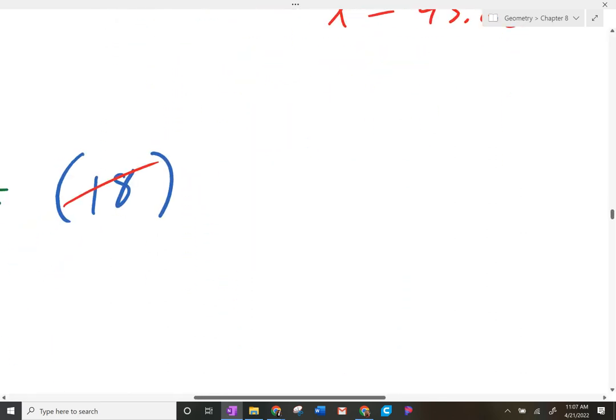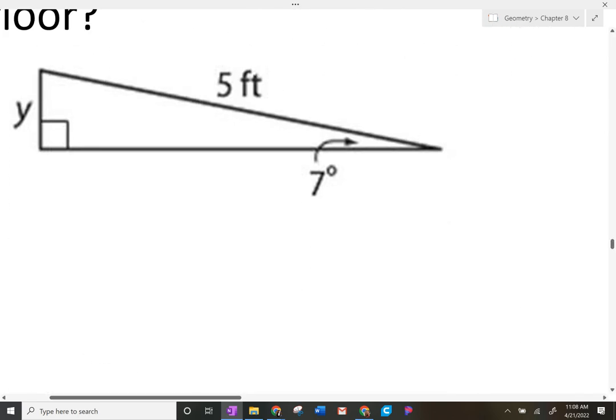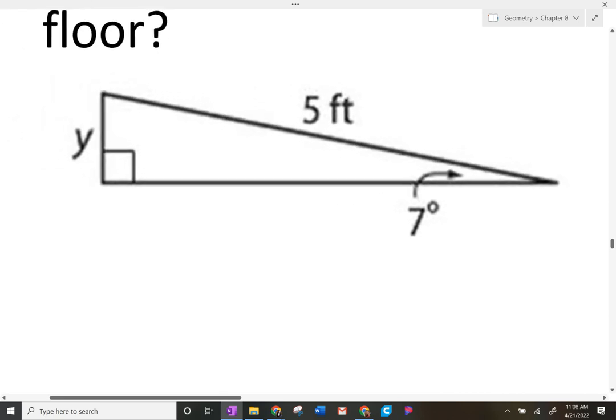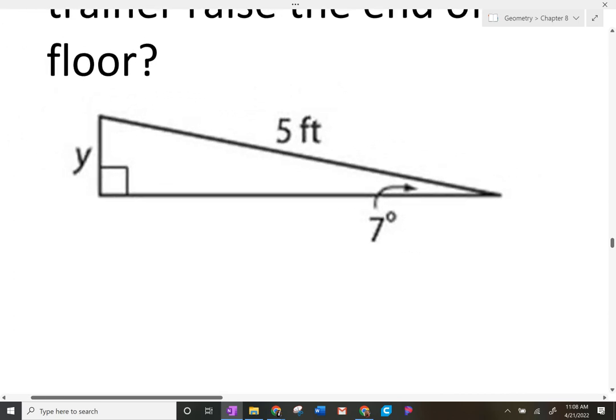Okay. What I want you guys to do is, this one's going to be on your own. I want to make sure you guys have this one. I'm going to identify the things with you, and then I want you to solve this on your own. Again, I've got 7 degrees here. The 5, what's that one going to be? Hypotenuse. And then what is the y? Perfect. Go ahead and solve it. Figure out which one to use, and then solve it.